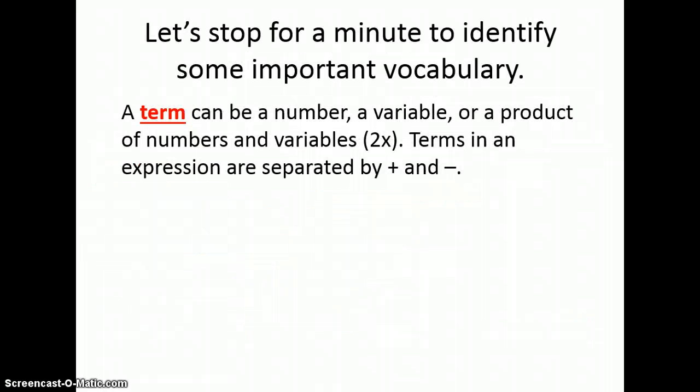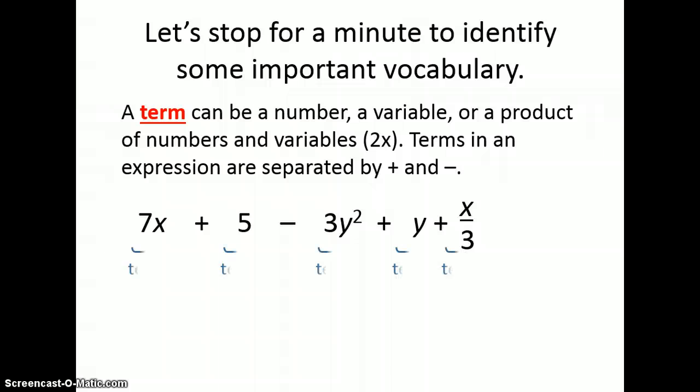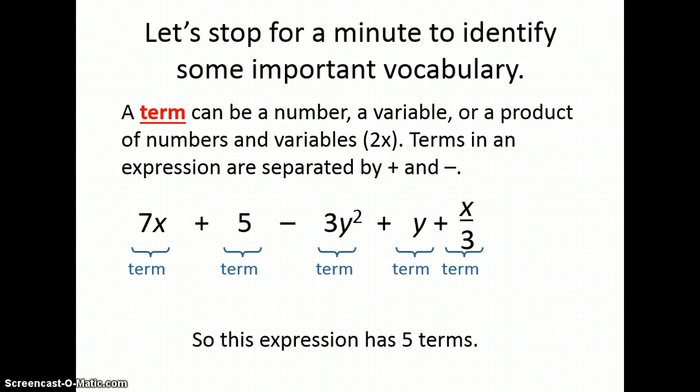Let's stop for a minute and identify some important vocabulary. A term can be a number, a variable, or a product of a number and variables, like 2x. Terms in an expression are separated by addition and subtraction signs. So let's look at this expression. Everything that comes between the addition and subtraction signs, or outside of the addition and subtraction signs, is a term. So in this case, this expression has 5 terms.